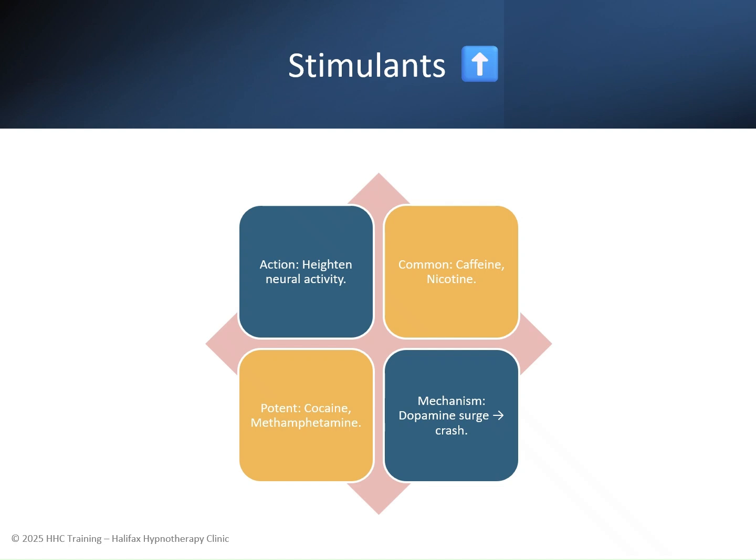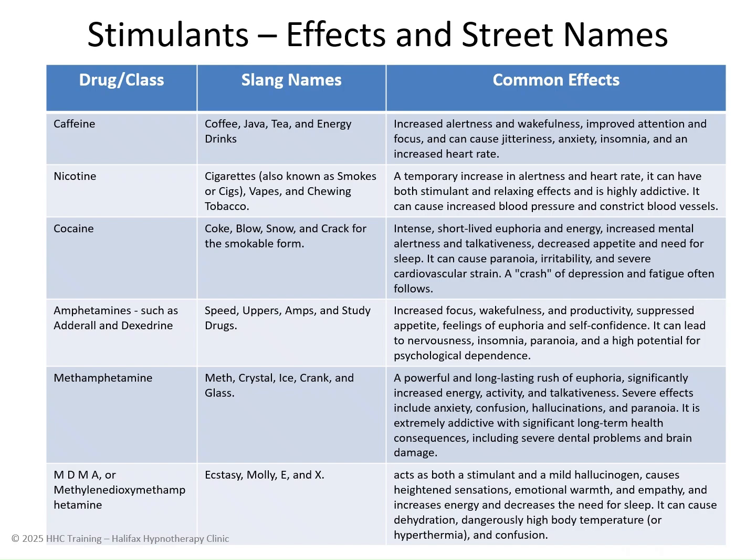Stimulant drugs and their effects. The following table provides more detail. For the drug class caffeine, types include coffee, java, tea, and energy drinks. Common effects include increased alertness and wakefulness, improved attention and focus, and can cause jitteriness, anxiety, insomnia, and an increased heart rate. For nicotine, types include cigarettes, also known as smokes or cigs, vapes, and chewing tobacco. Common effects include a temporary increase in alertness and heart rate. It can have both stimulant and relaxing effects and is highly addictive. It can cause increased blood pressure and constrict blood vessels.